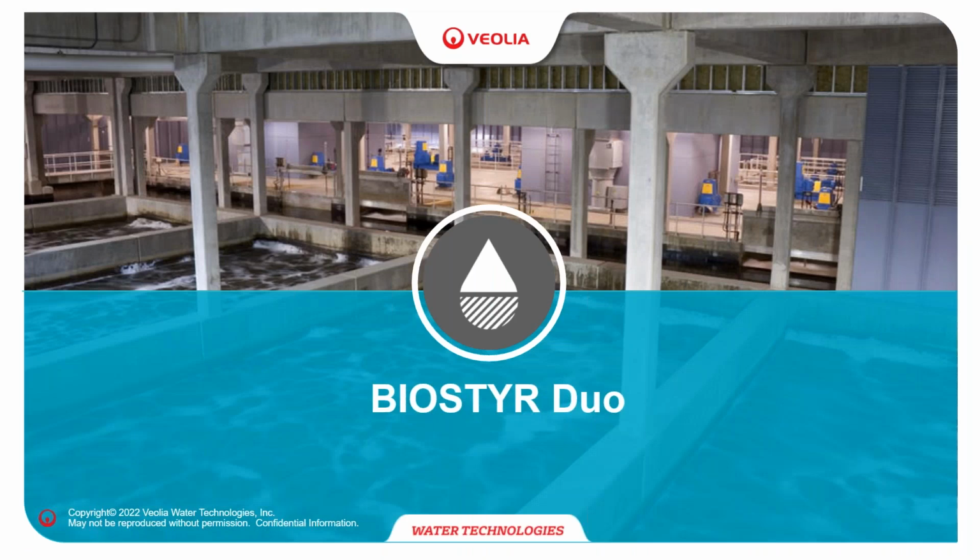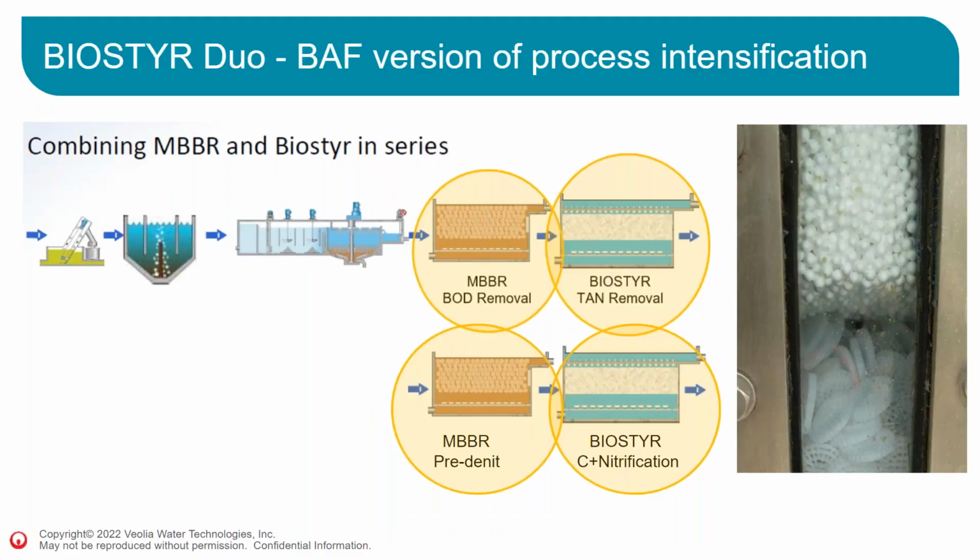So now it leads up to the question: what is a Biostyr DUO? Biostyr DUO is a Biostyr in which you're adding MBBR. It's like having a small MBBR tank upstream of your Biostyr, but the MBBR is in fact inside the Biostyr cell. It could do some BOD removal upstream of nitrogen removal, or it can be the anoxic part during the pre-denitrification upstream of a carbon and nitrification removal.